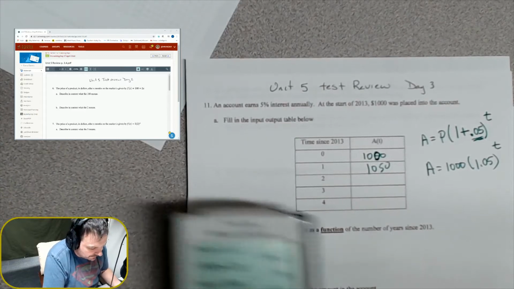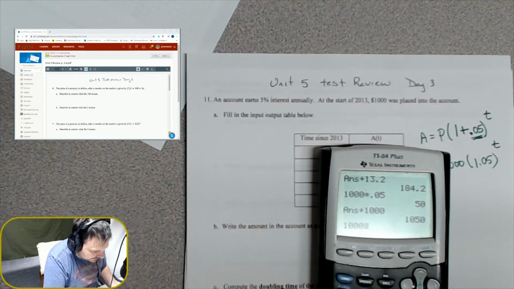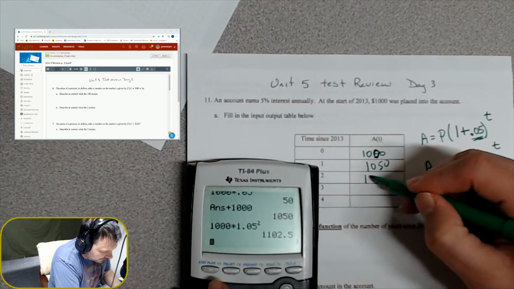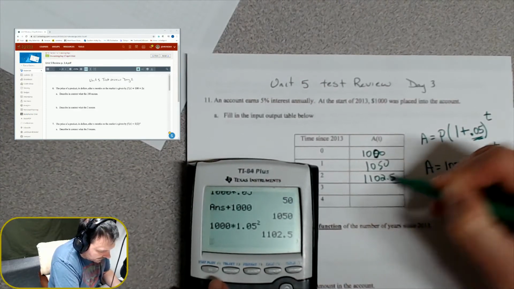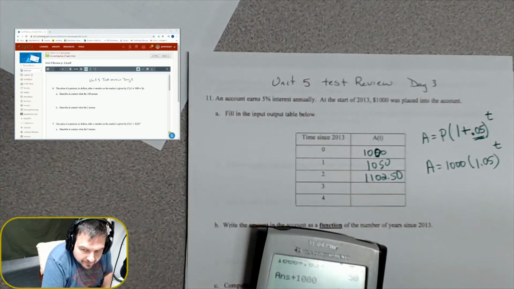There's our formula. So, for example, if I wanted 2, I take 1,000 times 1.05 to the, remember the buttons above your divide, 2 years. And it looks like 1102.5. It's money, so we'll go 50 cents.